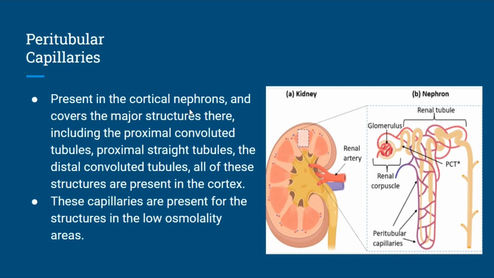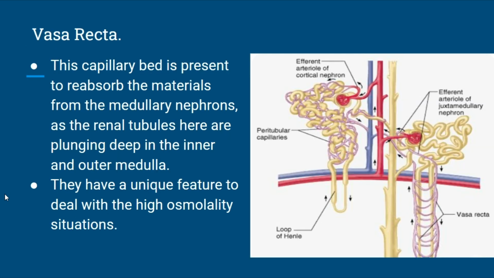So this is present in the cortical nephrons and covers the major structures there. So that includes the proximal convoluted tubule, proximal straight tubule, the distal convoluted tubules. All of these structures are present in the cortex, and these capillaries are present for the structures in the low osmolality areas. Now there's another capillary bed that we have to look at, depending on the nephron location, and this capillary bed is present to reabsorb the materials from the medullary nephrons, and it is vasa recta. So as the renal tubules here are plunging deep into the inner medulla.